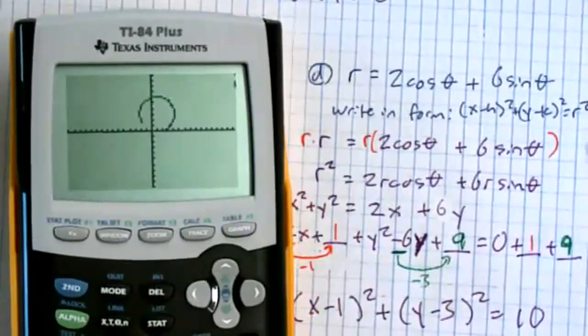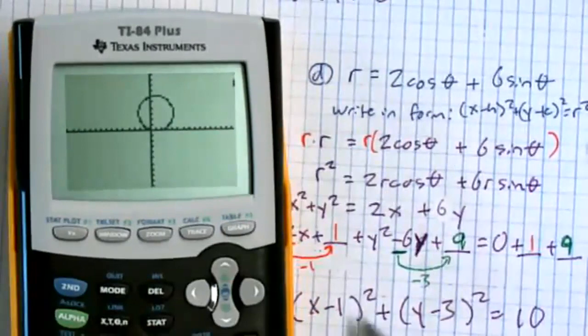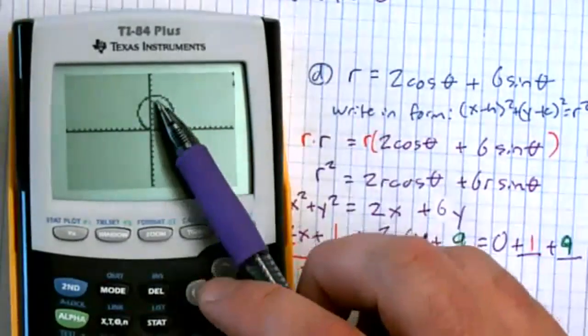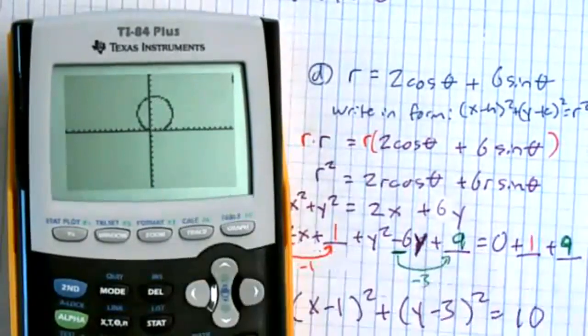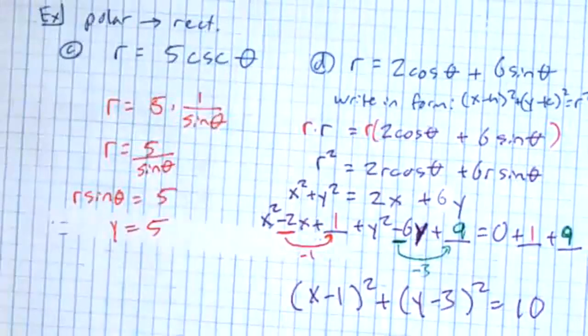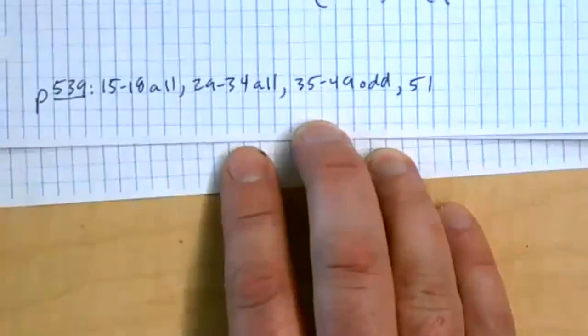Hey, it looks like a circle, doesn't it? Does it look like it might be centered at (1, 3)? Yeah, totally. And a radius of a little bit bigger than 3. Yeah, it matches. Woo, we got it. All right. So that gives us a big old chunk of time to start on our assignment.